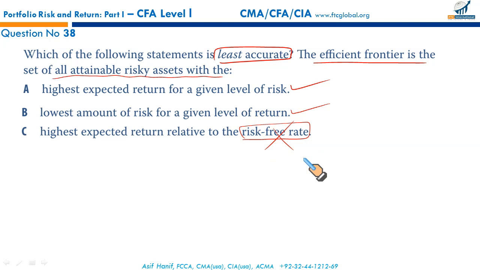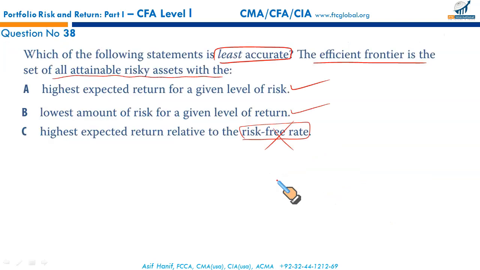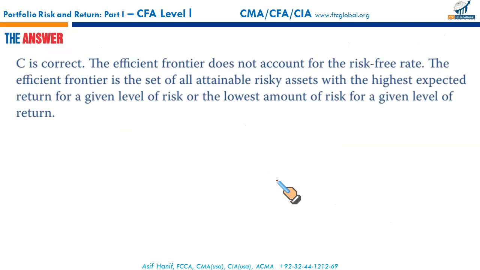Let me show you. See, this is your efficient frontier here. It shows you the set of all attainable risky assets with the highest expected return for a given level of risk, or conversely speaking, the lowest amount of risk for a given level of return. So that makes A and B correct and C incorrect. Since we are looking for the incorrect one, the least accurate one, C is the right answer. C is the correct option.